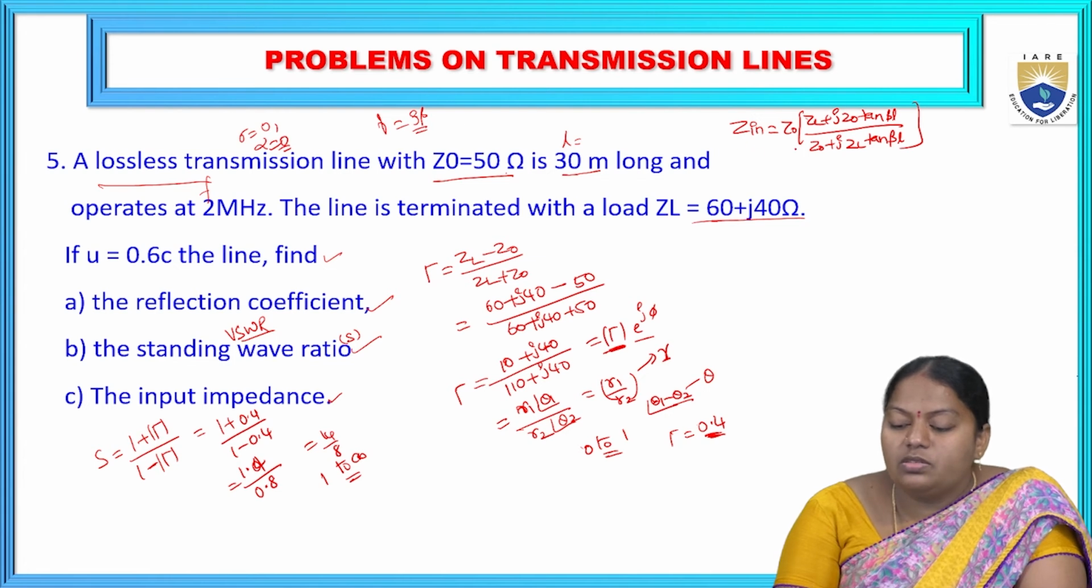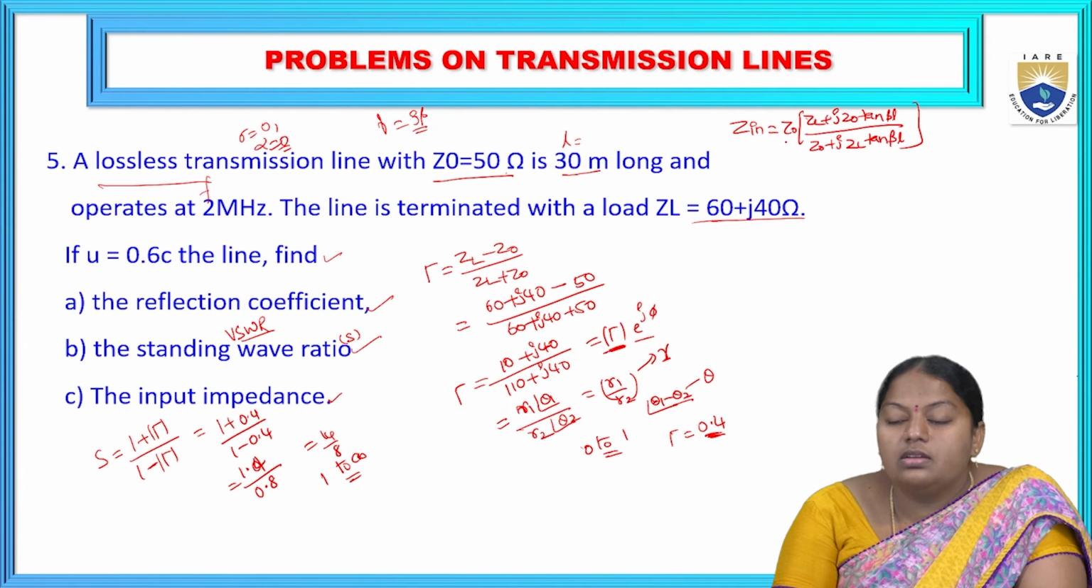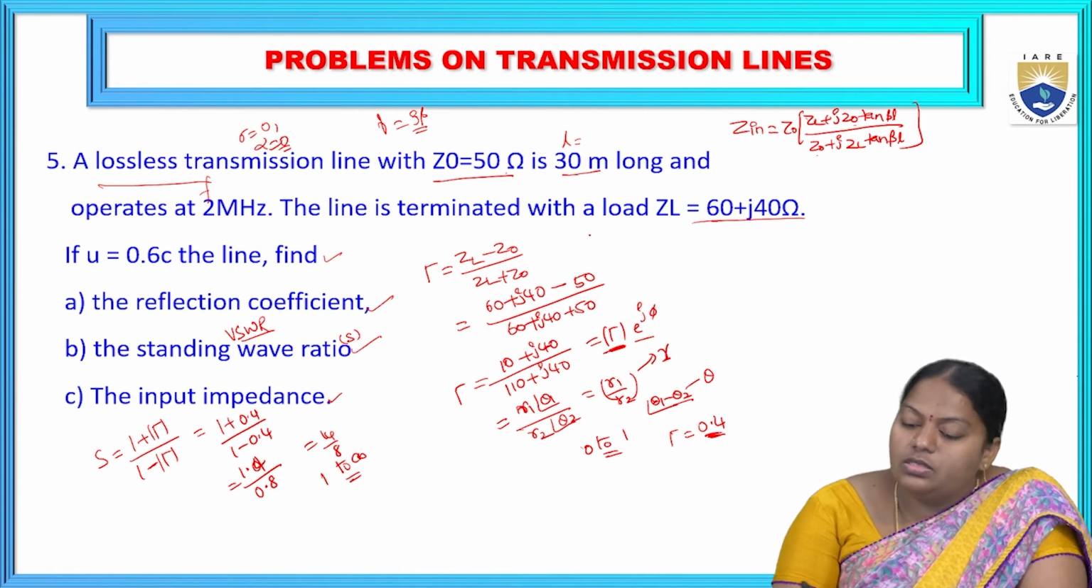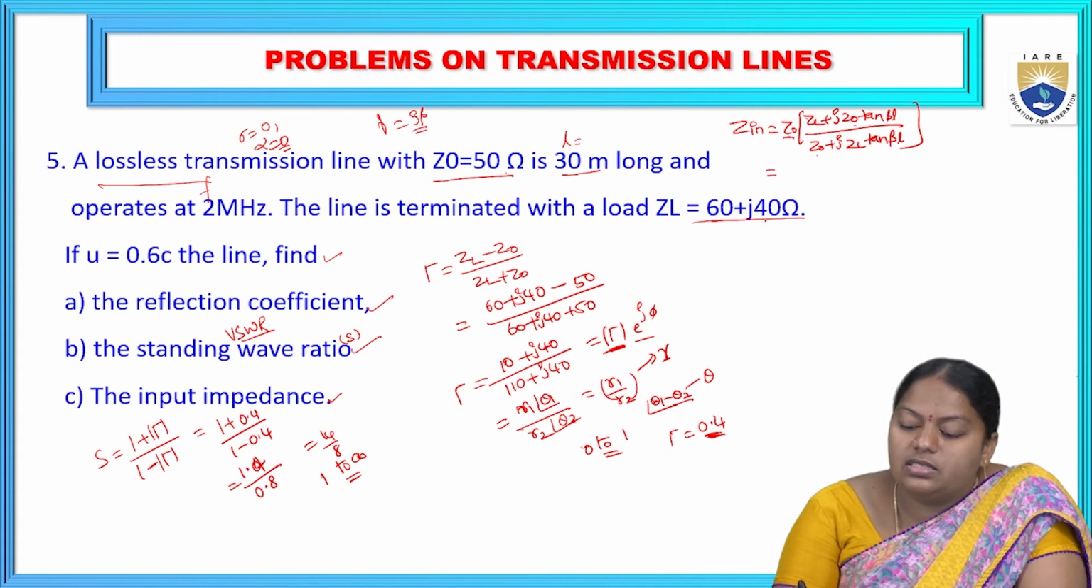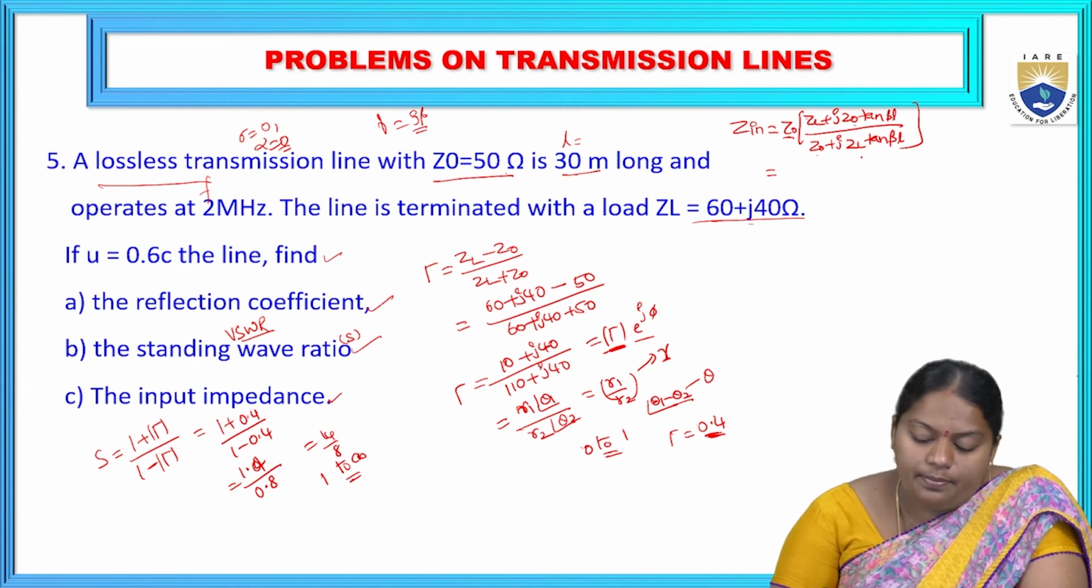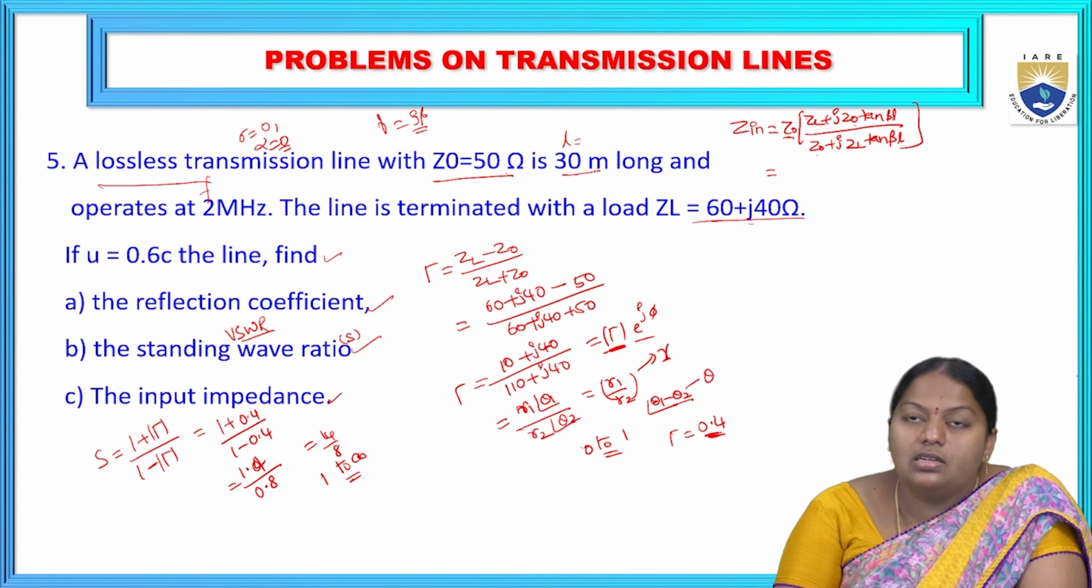Hence, the input impedance of a lossless transmission line can be written as Zin is equal to Z0 into (ZL plus j Z0 tan beta L) by (Z0 plus j ZL tan beta L). Right? So now, to simplify this, we just substitute over here Z0 as 50 ohms and ZL as 60 plus j40, and tan beta L. To find this tan beta L, first the L value is given as 30 meters.